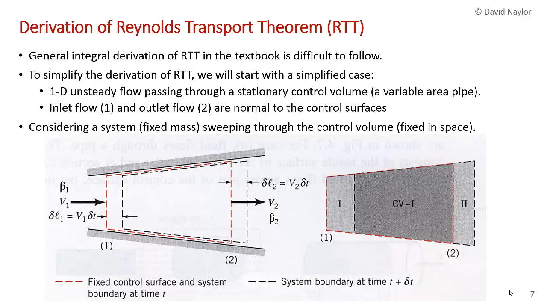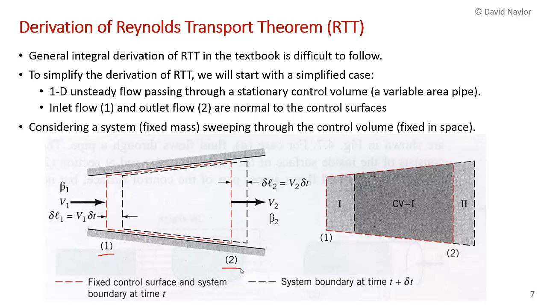So to simplify the derivation of Reynolds Transport Theorem, I'm going to start with a simplified case. We're going to consider one-dimensional steady flow through a stationary control volume. I've shown in the sketch below a variable area pipe, so it's an expanding pipe. And we have one inlet and one outlet, and the flows are normal to the control surfaces. The inlet over here we're going to denote 1, and the outlet cross-section we're going to denote 2.